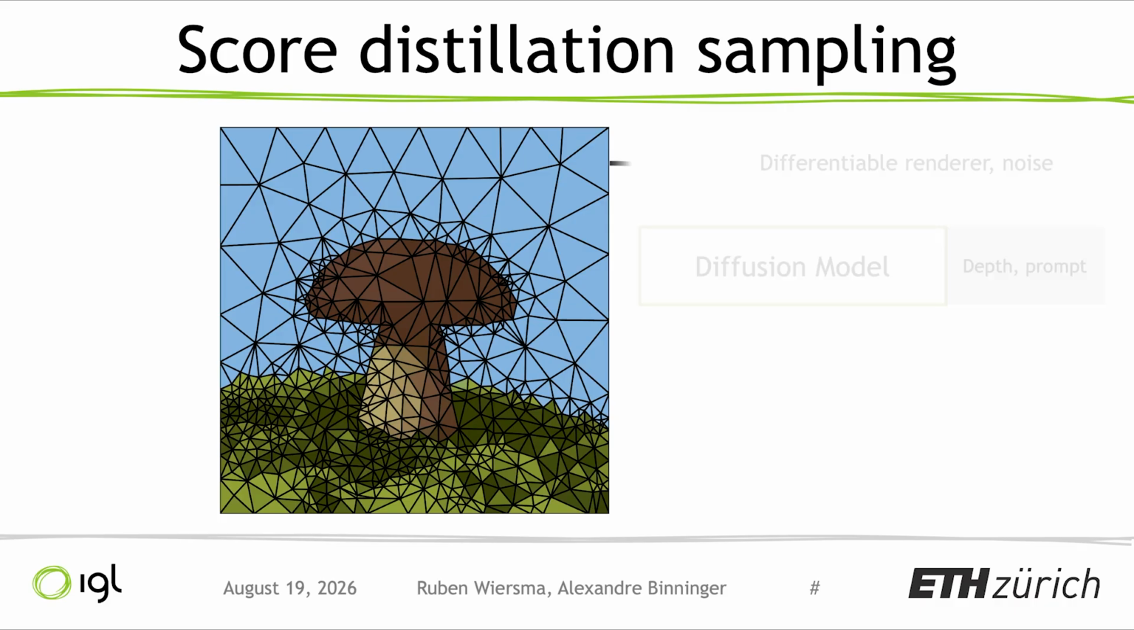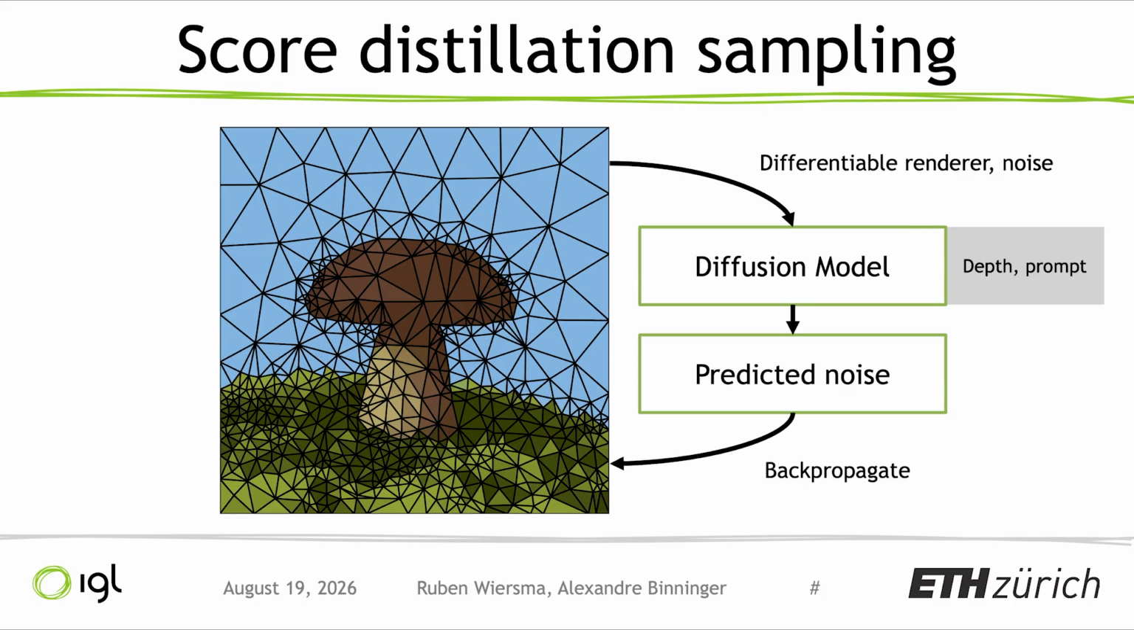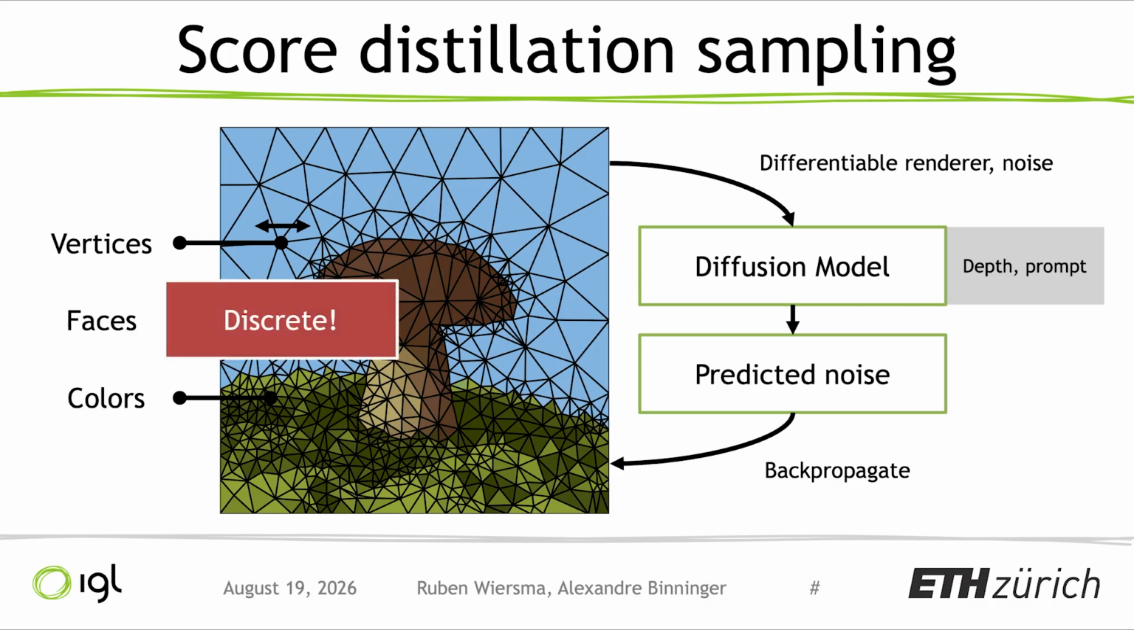We render a raster graphic of our triangle mesh with a differentiable renderer and add noise to the output. Then we query a diffusion model conditioned on a prompt and a depth map to estimate the noise that was added. Now, the insight behind score distillation sampling is that the estimated noise doesn't just contain noise, but also contains changes to the input image that would push it more toward the expected image given our conditioning. This then updates the colors and the vertex positions, but we can't do the same for the topology because it's discrete.